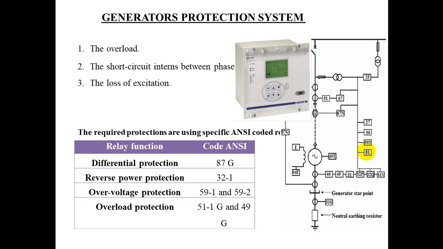An inverse time relay is used across the current transformer secondary when the generator is connected directly to the busbar. In case the generator feeds power via a delta star transformer, an instantaneous relay is used for the same purpose.